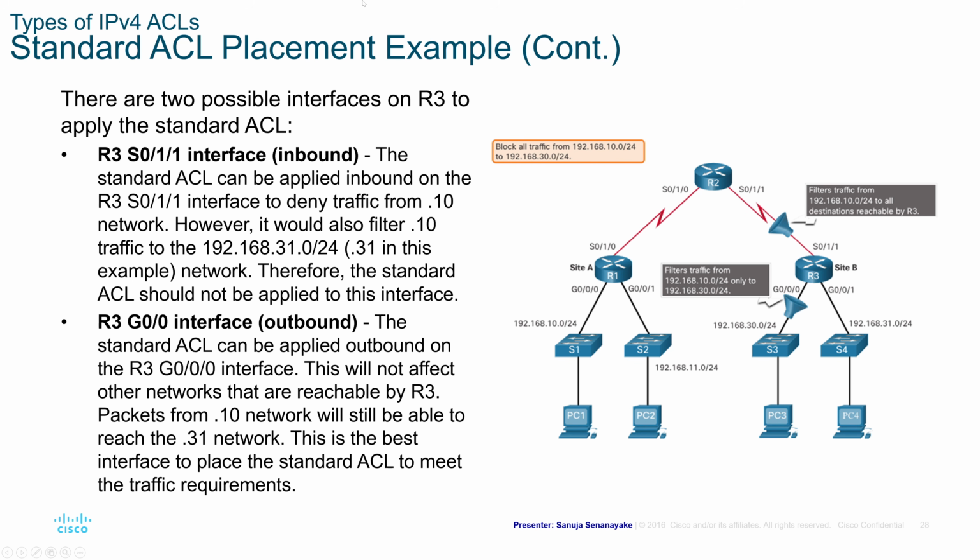So remember that. This is a standard ACL, and we are trying to prevent 192.168.10.0 from reaching this network. If I apply that ACL up here, it's going to block both of these networks. But instead, what we're going to do is apply the ACL right here. Now the traffic is going to be blocked only for this network as expected. So that is an overview of how you can use a standard ACL.